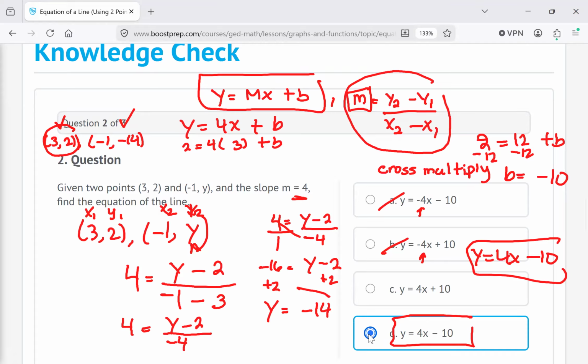Okay, good. So really, you didn't have to find this y because we had the slope, and in order to find the b, we only need one point. So you could have used 3 comma 2. You could have also used -1, -14. It would give you the same answer. Okay, so I know there's a lot to do in one question.